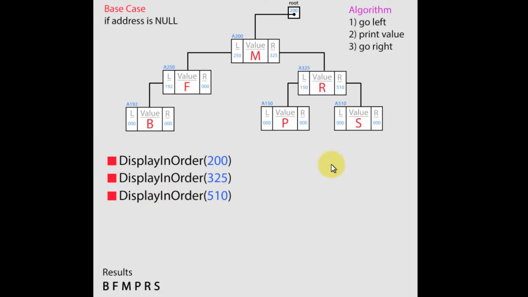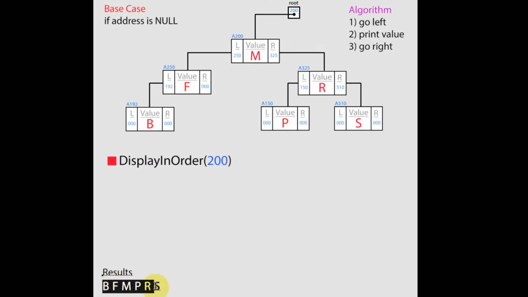So then that's removed. Display in order on 510, it already went left, it already printed its value, and it already went right, so that can go as well. And the same thing for R. For this 325, it already printed its value, it already went to the right, so then that one's gone as well. And then finally on the root node on display in order, that one already finished its call as well, so then that one's gone. And now you see that we have the B, F, M, P, R, S, and they're in order, and that's how it was done, recursive.